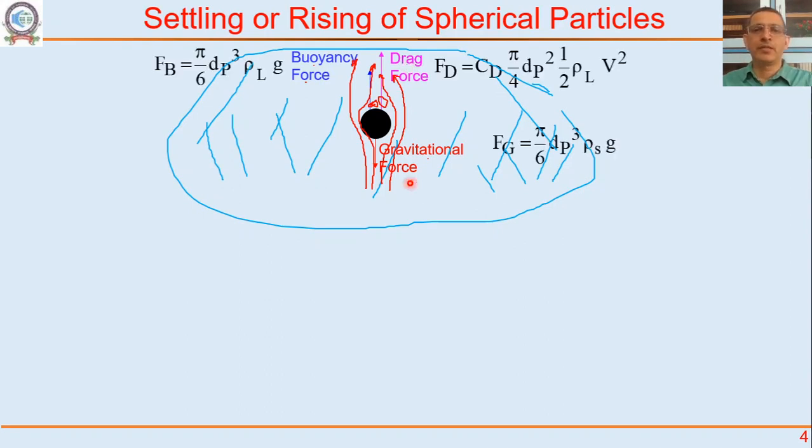Here are the expressions. Gravitational force Fg, let's say, is pi by 6 dp cube, the volume of the particle, times the density of the particle, that will give you the mass of the particle, multiplied by g, that will give you the gravitational force on the particle. Buoyancy force on the particle will be pi by 6 dp cube, the volume that is displaced, multiplied by rho of the liquid that is around, times g. That will be the buoyancy force. The dp is the particle diameter, for a spherical particle.